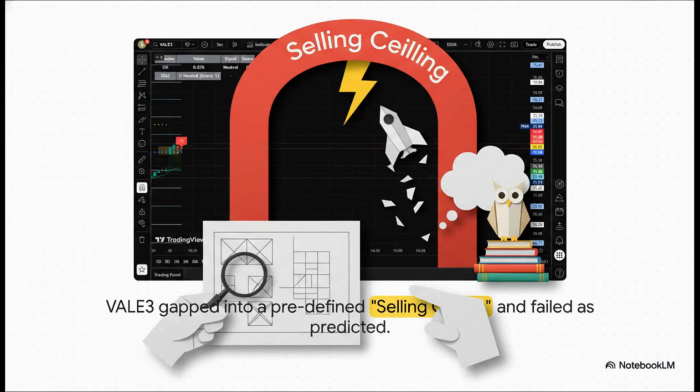Okay, so let's look at a real-world example. This is Pillar 1 in action on a Brazilian stock, Vale 3. You can see the price gapped up right into what the system calls a selling ceiling. That's that predefined red line. Now, if you didn't know any better, you'd think, wow, breakout. But the blueprint already told you there was a solid wall right there. And what happened? The price hit it and reversed, hard. That's what I'm talking about. That's the power of knowing the location ahead of time.